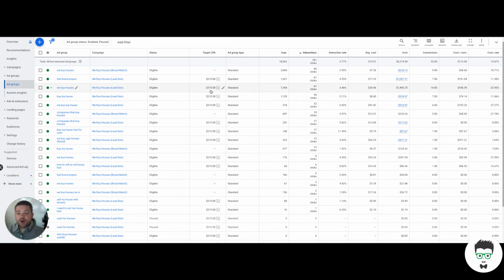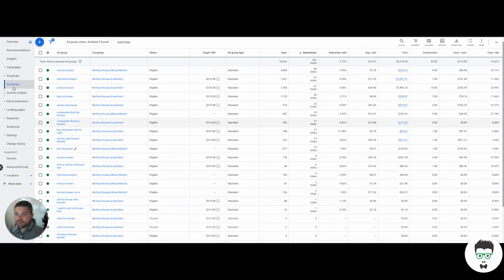We are using a target acquisition of $215 on this. That's our target for bidding on these campaigns. Broad match is a little different, but that's what we're doing on the lead gen campaign.